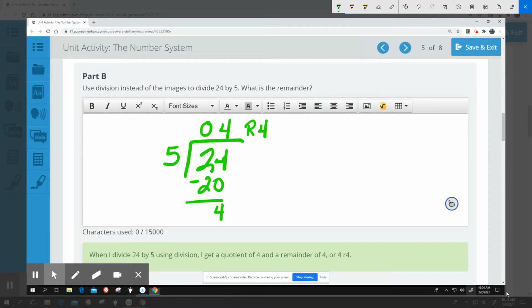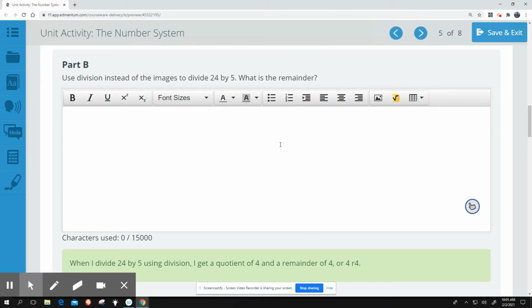Okay, so in your typing, it's hard to draw what I just drew. So we'll say 24, and we're going to use a backslash for division. 24 divided by 5 equals 4, remainder 4. That's what I'm expecting.